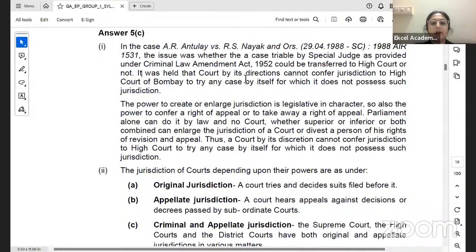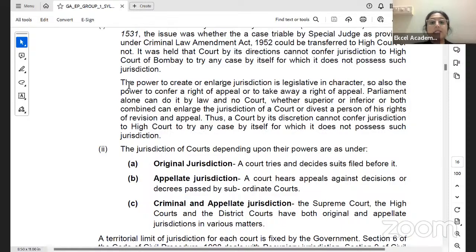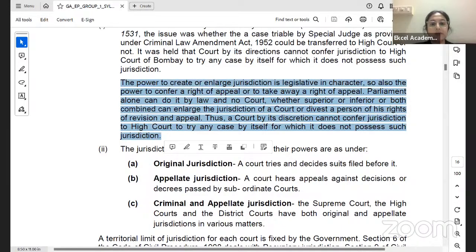It was held that the court by directions cannot confer jurisdiction on the High Court of Bombay to try any case for which it does not possess such jurisdiction. When I myself don't have the jurisdiction, or if I have the jurisdiction, I have to deal with that case. I cannot transfer it to the High Court. The power to create or enlarge jurisdiction is of a legislative character. Whether the High Court has jurisdiction, whether I have jurisdiction, whether I can transfer this case, can I give jurisdiction to the High Court? All these jurisdiction related matters are to be decided by the legislature, not by the court or a special judge.